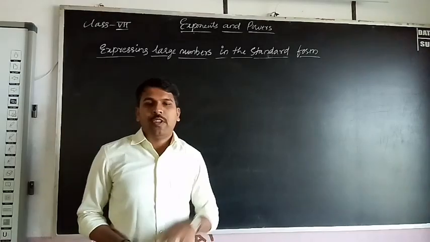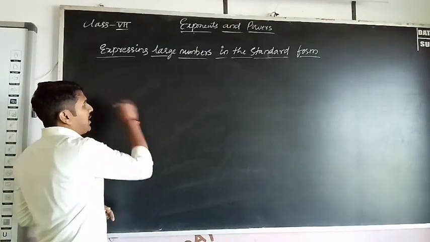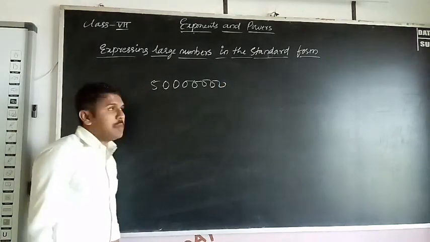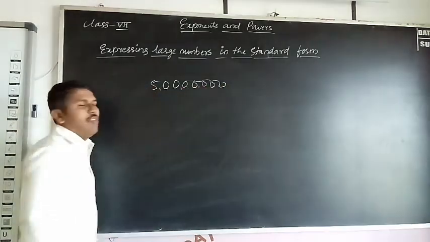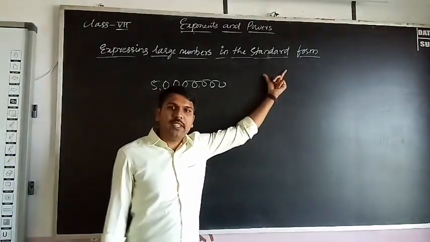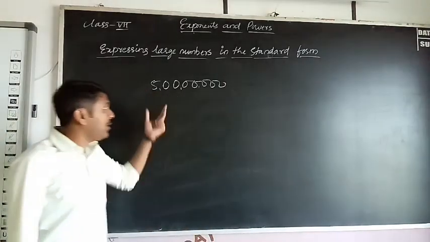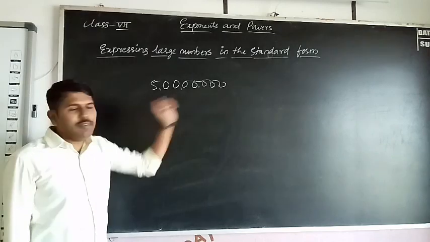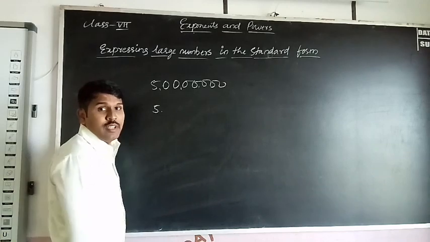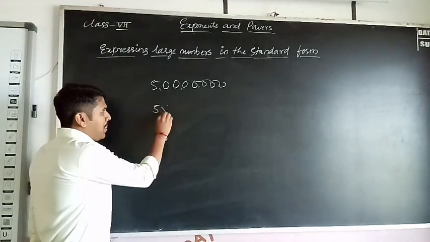So the next concept is expressing large numbers in standard form. Large number means, take one example. So what is this number? 5 lakh. Okay. So this is a large number. How to write it in standard form? Standard form means it will consist of a decimal number. So write down this 5 lakh. We can write it as 5.0. Otherwise you can write directly 5 into.